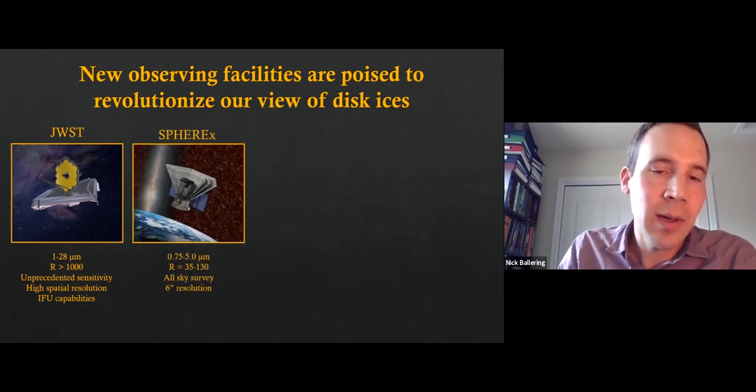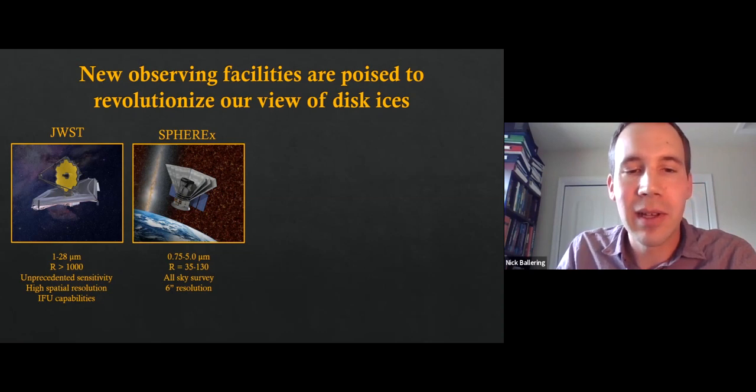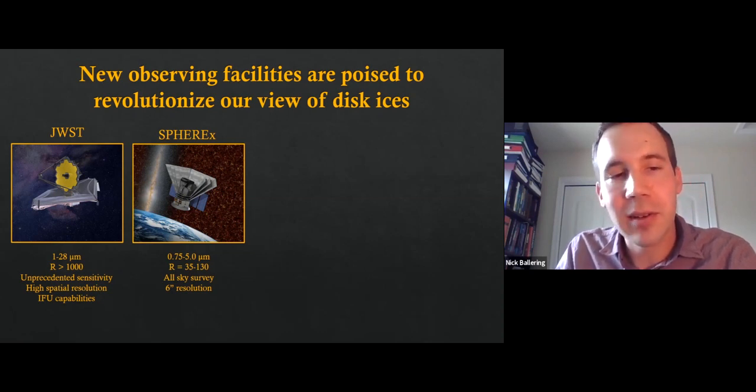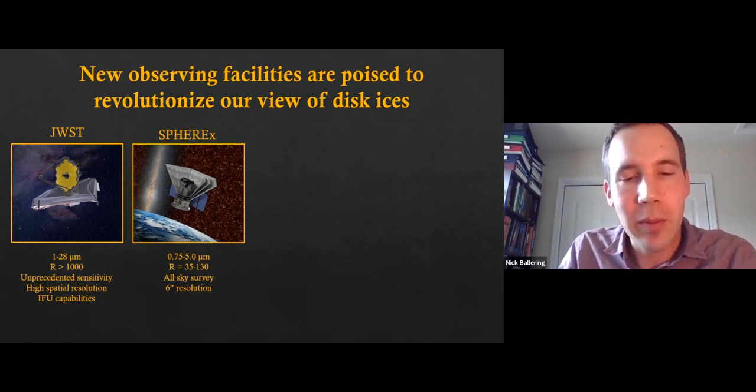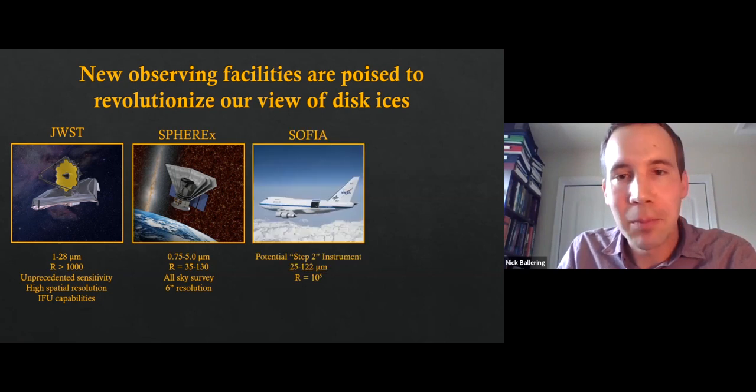There's also a mission called SPHEREx, which will probe the ice features out to 5 microns. It'll have a slightly lower sensitivity, spectral resolution, and poorer angular resolution than JWST, of course, but it will be an all-sky survey, so hopefully we'll discover a lot more ice features and disks that JWST doesn't get to.